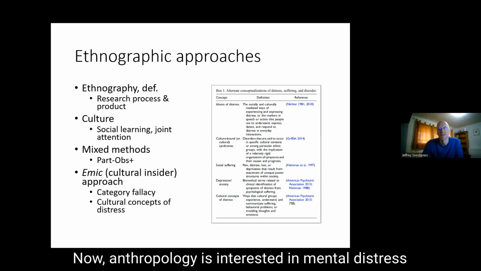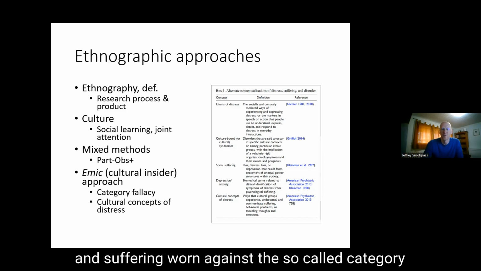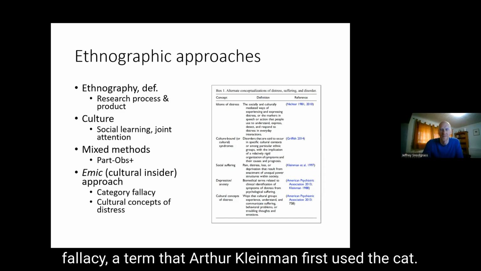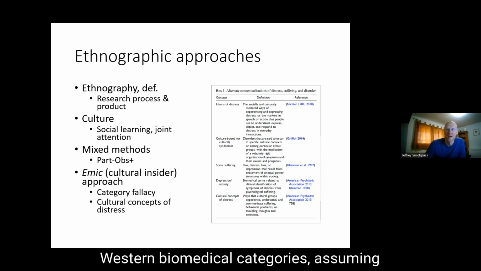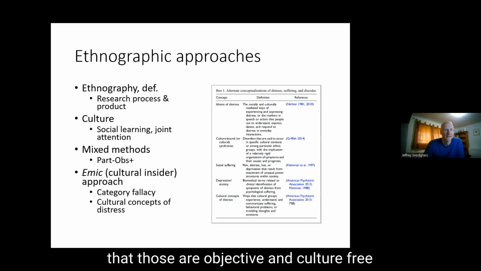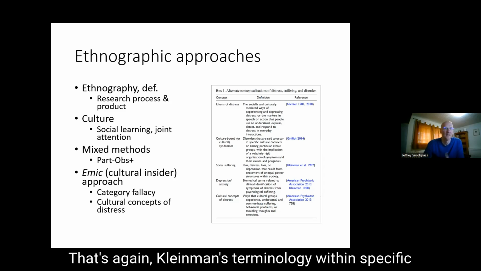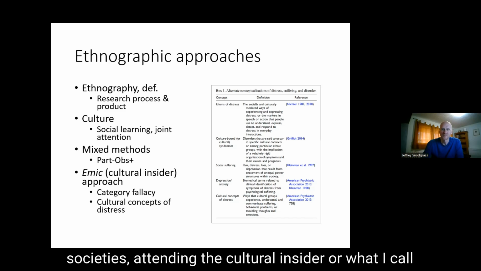Now, anthropologists interested in mental distress and suffering warn against the so-called category fallacy, a term that Arthur Kleinman first used. This category fallacy is assuming that Western biomedical categories are objective and culture-free, instead of cultural explanatory models, that's again Kleinman's terminology, within specific societies.